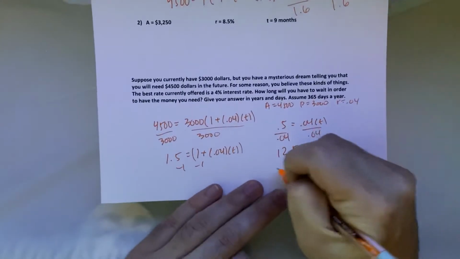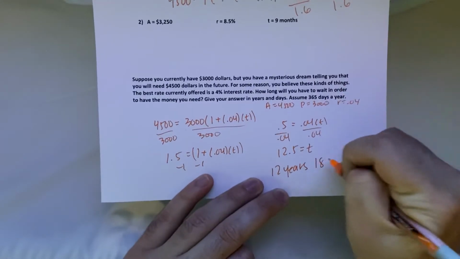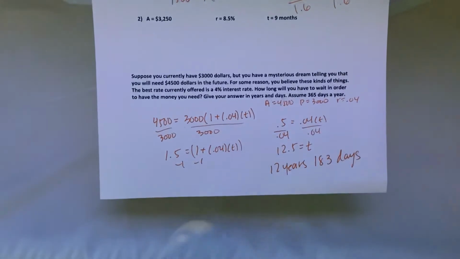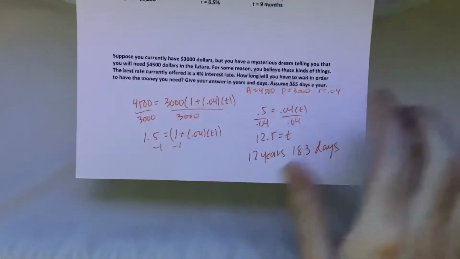Now that means you need to wait 12 years and half of 365 days, let's say 183 days. So you need to wait 12 years and 183 days in order to have enough money, so I hope you don't need it sooner than that. Okay, and that's really all of 5.1, but we can go ahead and roll through to 5.2.